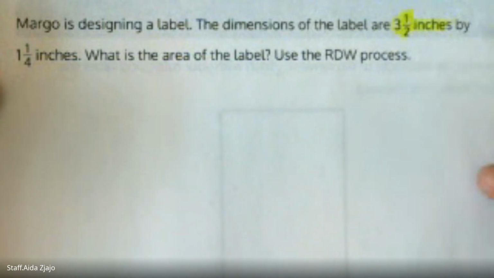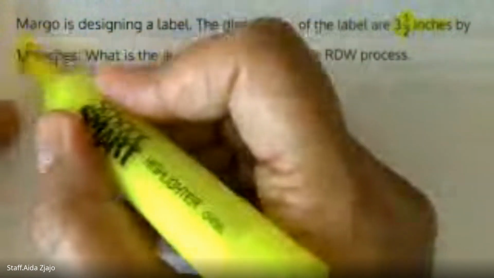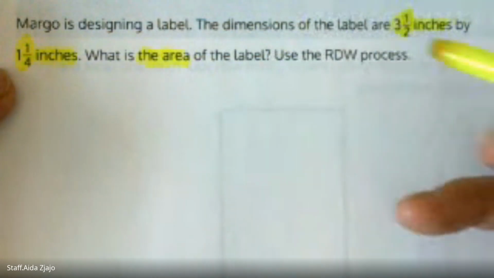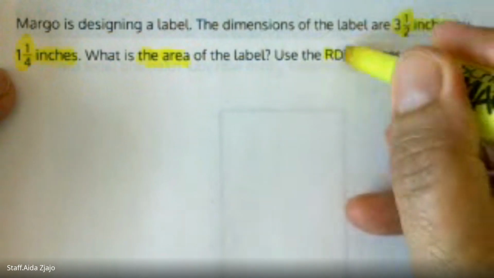Okay, Marco is designing a label. The dimensions of the label are 3.5 inches by 1 1/4 inch. What is the area of the label? Use the read, draw, and write process.